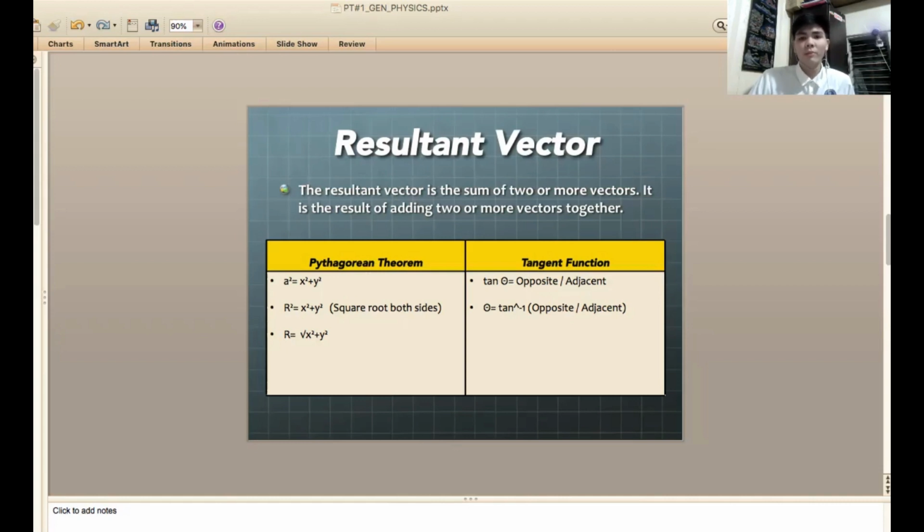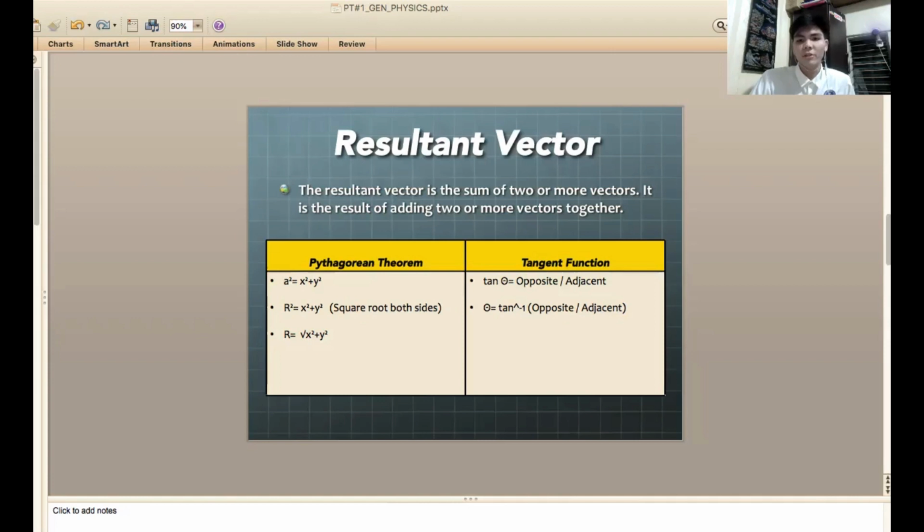The Pythagorean theorem, we encountered it in our junior high school days. We know it as a squared is equal to x squared plus y squared. But we're going to find the resultant vector, so we're going to alter the a to become an r. So r squared is equal to x squared plus y squared. But we only want the resultant vector, not the resultant vector squared, so we take the square root of both sides. So r is equal to the square root of x squared plus y squared.